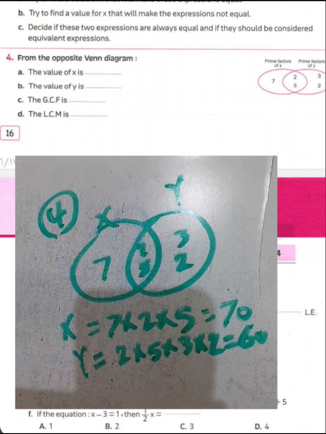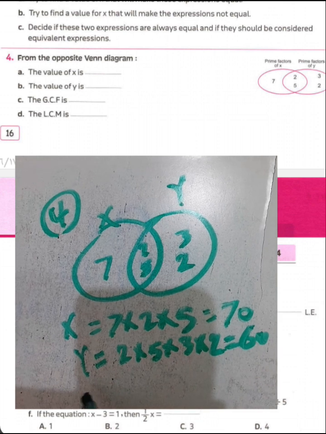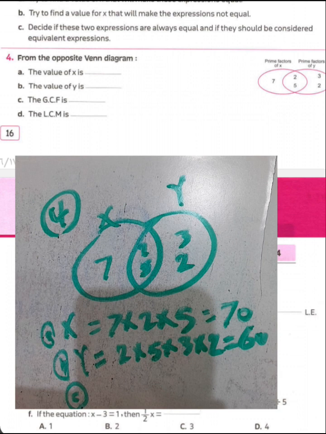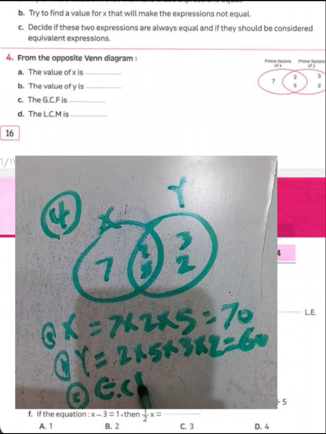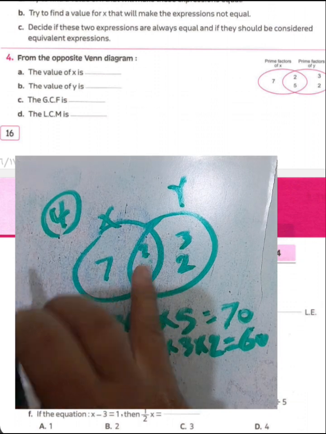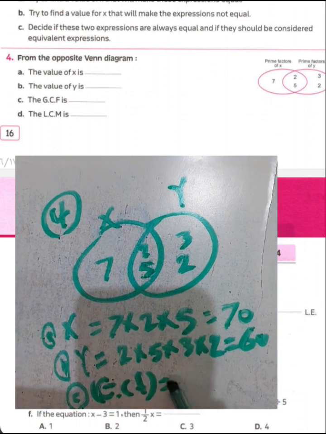The greatest common factor between two numbers here will be 2 times 5 equal 10. So the result about question letter C, greatest common factor, will be 2 times 5 equal 10.